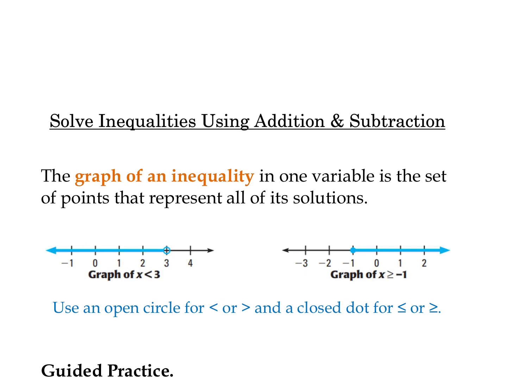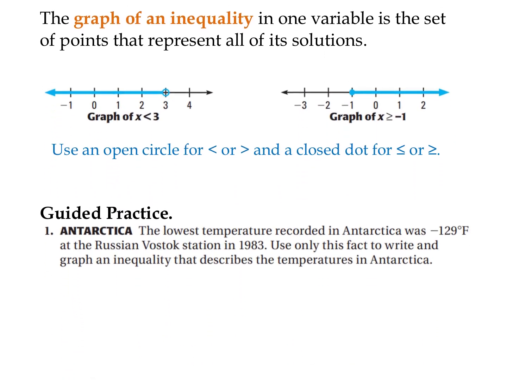So inequalities can be represented on the number line, open circle or filled in dot. The closed dot is when we have the equal to as well as the less than or greater than as part of our inequality. Let's practice writing out some inequalities to see what the graphs look like as well.